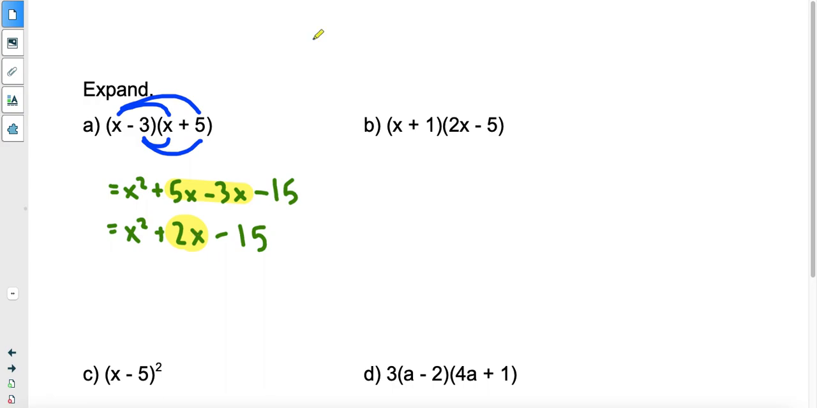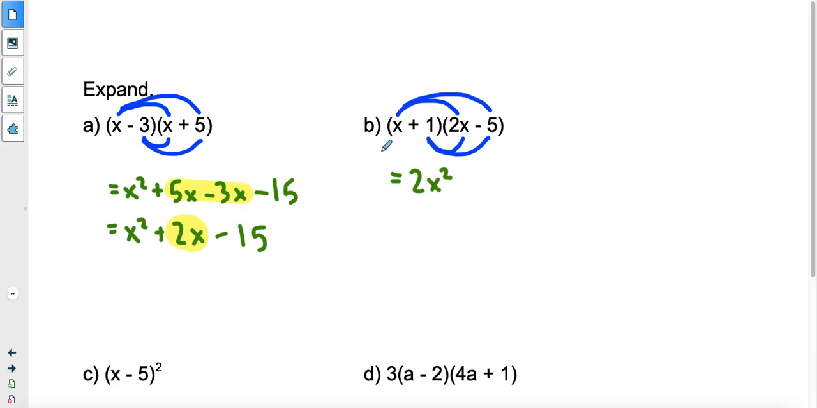Let's take a look at another example here. x plus 1 times 2x minus 5. So just like before, I'm going to multiply each of the terms in my first bracket by each of the terms inside my second bracket. Okay, so first, we're going to do x times 2x. Well, x times 2x, that's just 2x squared.